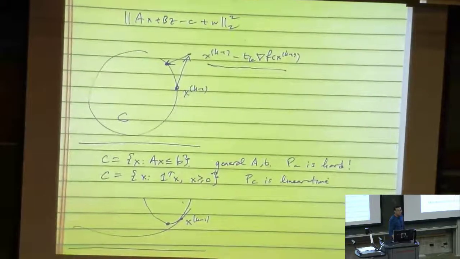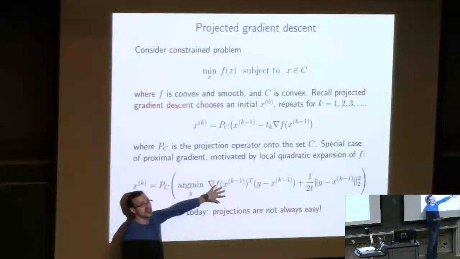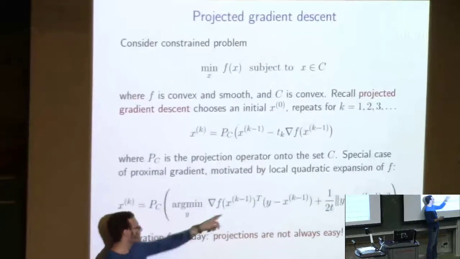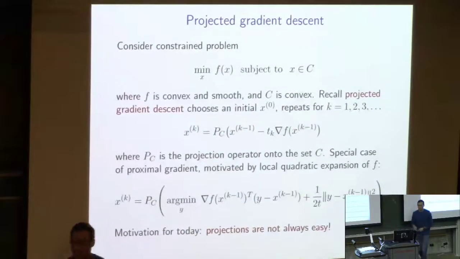So we're going to do two things differently today. The first is that we're not going to do a quadratic expansion. We're going to do something else. And we're not going to do projection. We're going to do something else. So we're going to change both this and this. That's going to give us a different method.